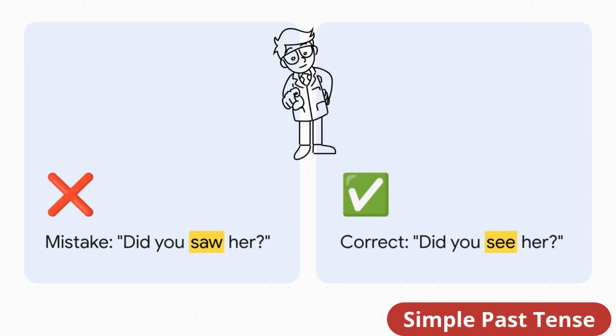And here's that exact same mistake, but this time in a question. It is so easy to accidentally say, did you saw? But you've got to remember that rule. Did does the work, so the main verb is just see. Did you see her? That's the one.